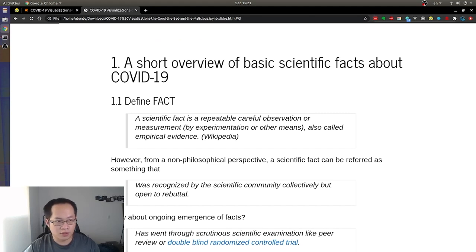So this is something Dr. Fauci mentioned during a hearing, that there is no solution for COVID-19. He said no drug has gone through a double-blind randomized control trial. So if you're interested, go check the link.